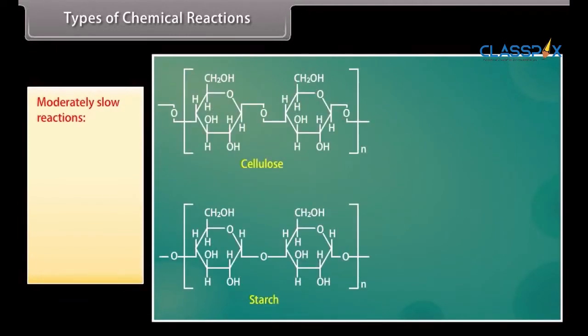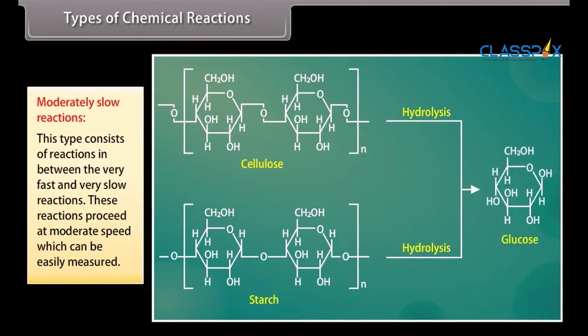Moderately slow reactions. This type consists of reactions in between the very fast and very slow reactions. These reactions proceed at a moderate speed which can be easily measured. For example, hydrolysis of starch.